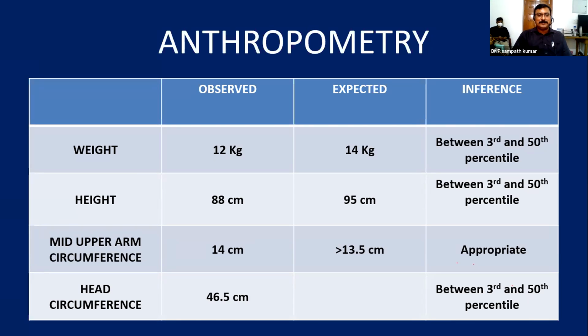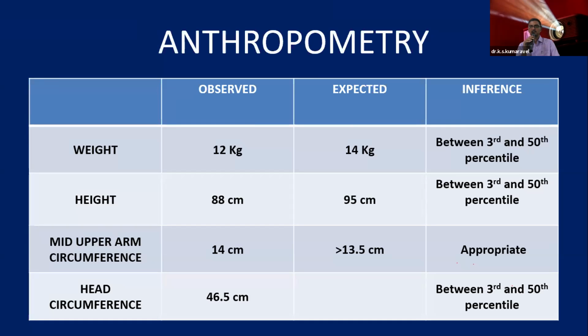Okay. So is the head circumference normal for this child, or is it micro or macro? Is 46.5 in a 3-year-old child normal? What is the normal head circumference at 3 years of age? At birth, what should it be? 34 to 35 centimeters. Okay. At 1 year?